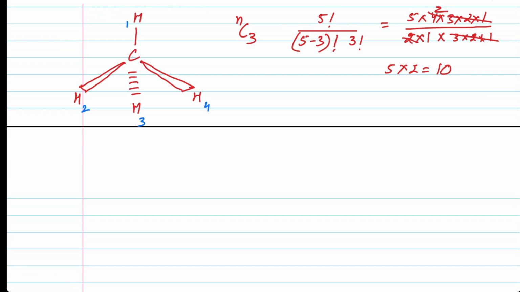So initially we can talk about only the hydrogens. We can have a plane defined as 1, 2, 3. That's going to be one plane. Then we could have 1, 2, 4. That's going to be another plane. Then we have 1, 3, 4. And another one is 2, 3, 4. So there are four planes which can be defined by using only the hydrogens.